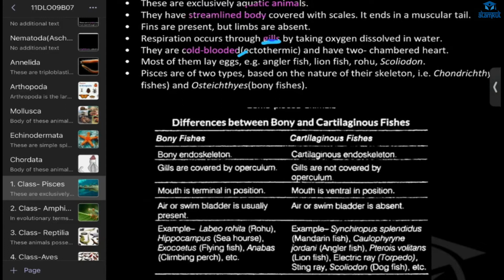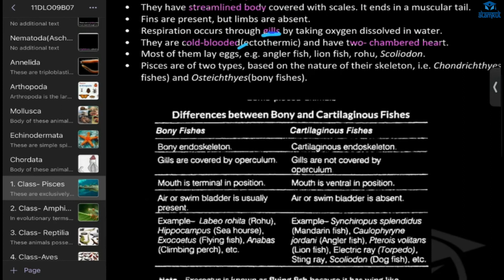Snake. Yes, correct. So these are cold-blooded. That means their temperature will depend on their surroundings. They cannot control their temperature. Like us, we are warm-blooded. Okay. And the heart is two-chambered. Okay. And they lay eggs. Example, all the fishes, right?